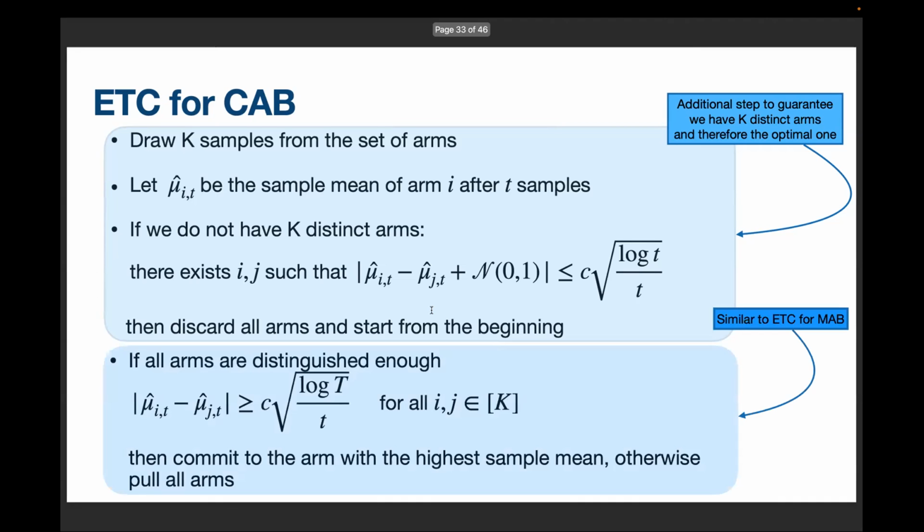If that doesn't happen, then we basically run explore-then-commit. If the arms are distinguished enough, we commit to the arm with the highest sample mean; otherwise we pull each one of the arms and add to the samples we have collected so far. So this top part is the additional step one needs on top of explore-then-commit. The reason for including it is to guarantee that we're working with k distinct arms, and therefore the optimal one belongs to the consideration set.